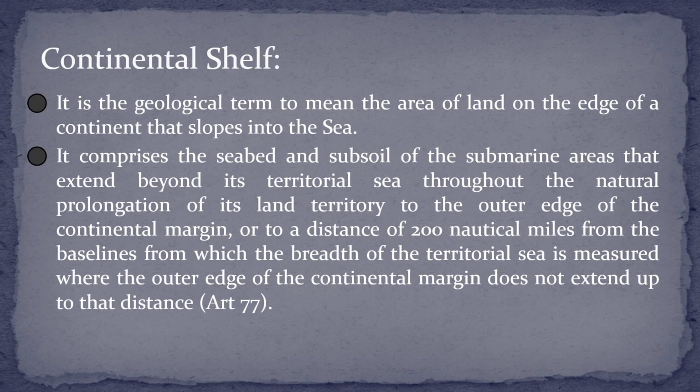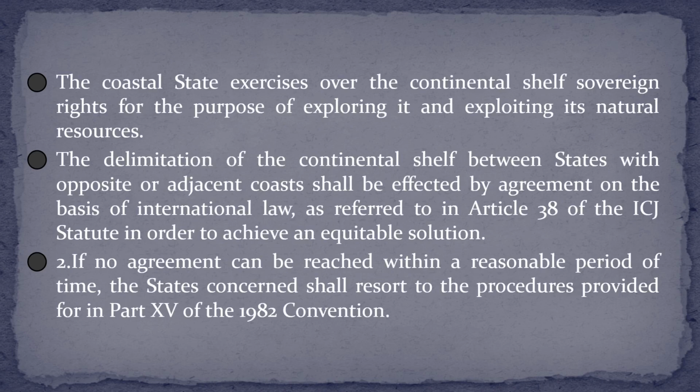Article 77. The coastal state exercises over the continental shelf sovereign rights for the purpose of exploring it and exploiting its natural resources. So in that region of the continental shelf, the coastal state has the primary power. The delimitation of the continental shelf between states with opposite or adjacent coasts shall be effected by agreement on the basis of international law, as referred to in Article 38 of the ICJ Statute, in order to achieve an equitable solution. So the delimitation of the continental shelf is actually up to the individual countries, and they have the power to create agreements among them to delimit the usage of the continental shelf.